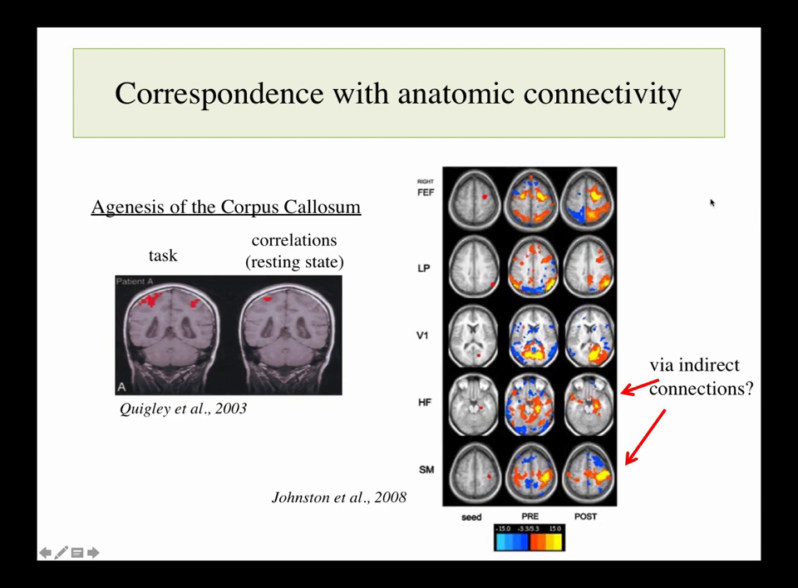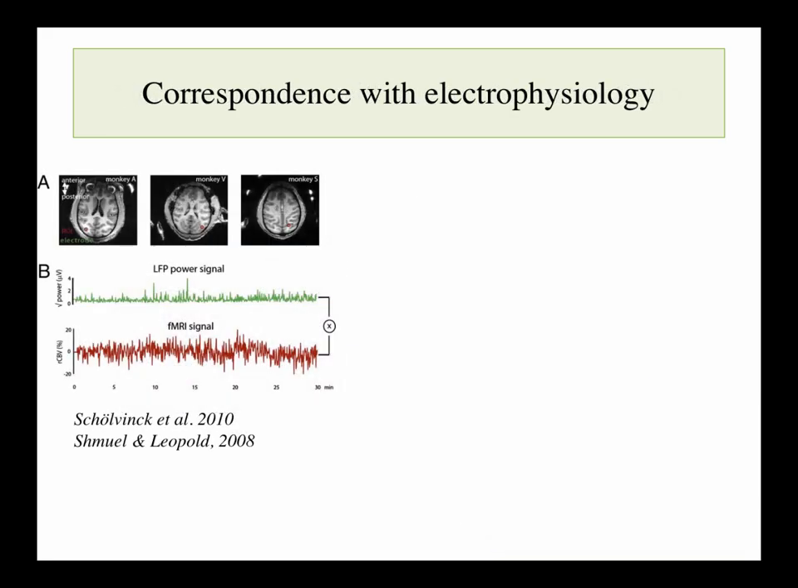So there's not a one-to-one relationship between structural and functional connectivity, and you can imagine that if you have two regions that don't have a direct connection between them, but they both have a connection to a third common area, that area might be driving correlations between them. So we can't directly use functional connectivity as a proxy for structural connectivity.